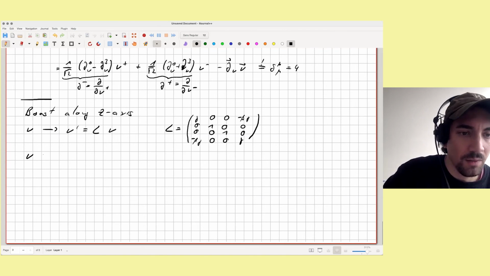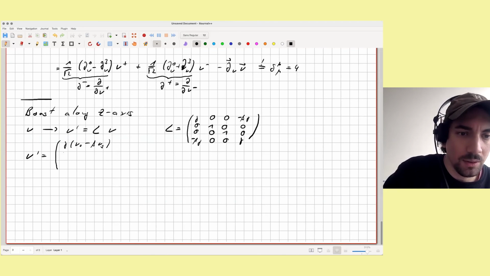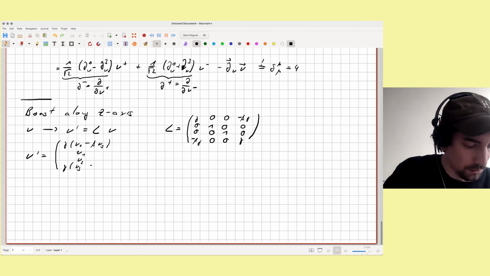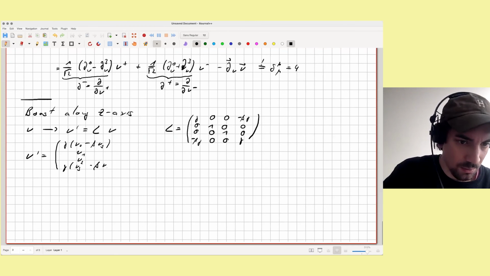So we find that v prime equals gamma times v naught minus beta v3. And there, we've got nothing, as I said, on the transverse components, and here we've got gamma v3 minus beta v naught.